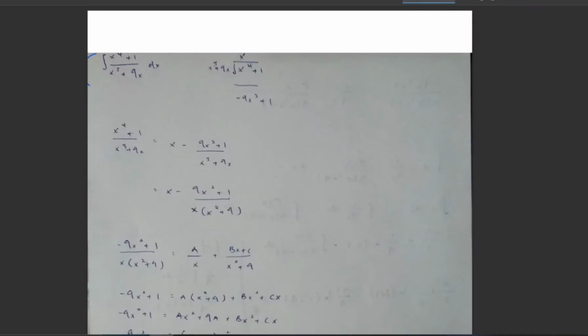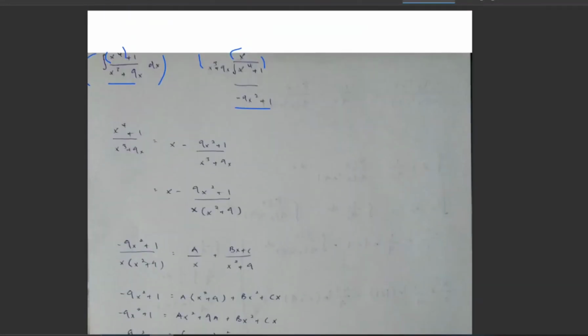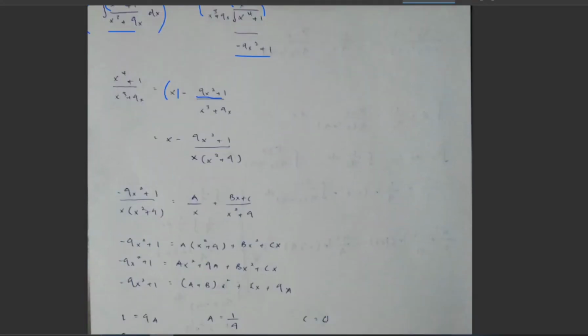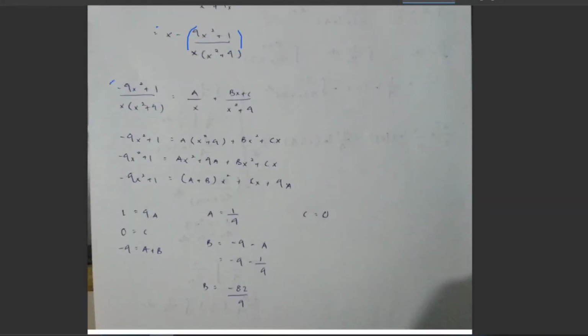This is that function. You see that the power of x in the numerator is greater than the denominator. So we cannot go straight to partial fraction. We need to do long division first. Then I get this remainder in x, and this is the remainder. So we get this, then we perform the partial fraction.